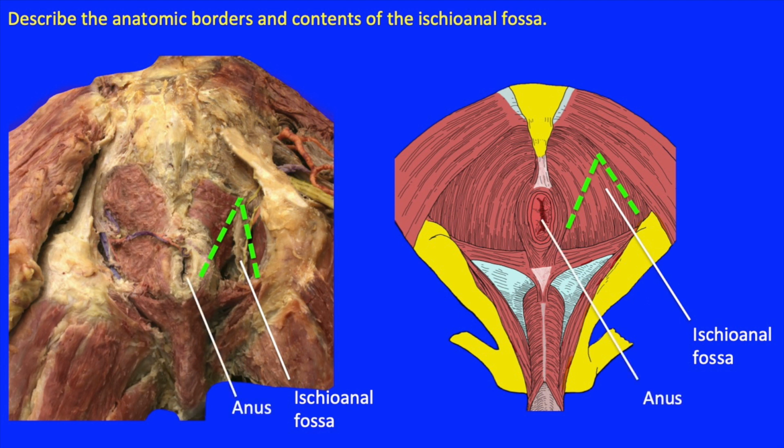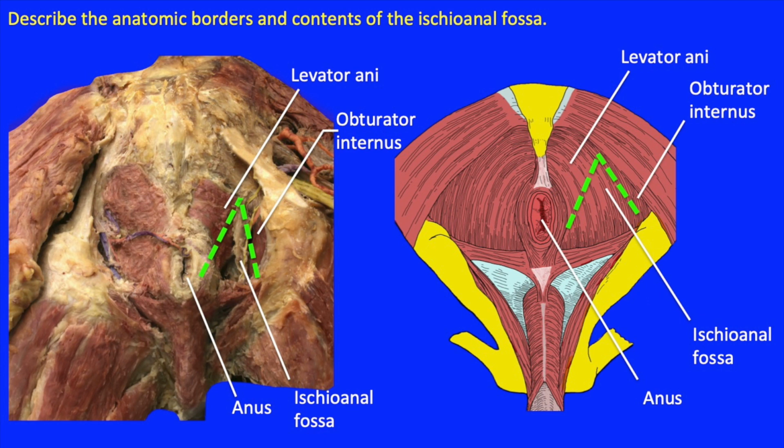Midline structure is the anus in both the male and female. This is a male dissection. The lateral wall of the ischioanal fossa is the obturator internus, and its medial wall is the levator ani that takes its origin from the deep pelvic fascia of the obturator internus. The content of the fossa is mostly fat.